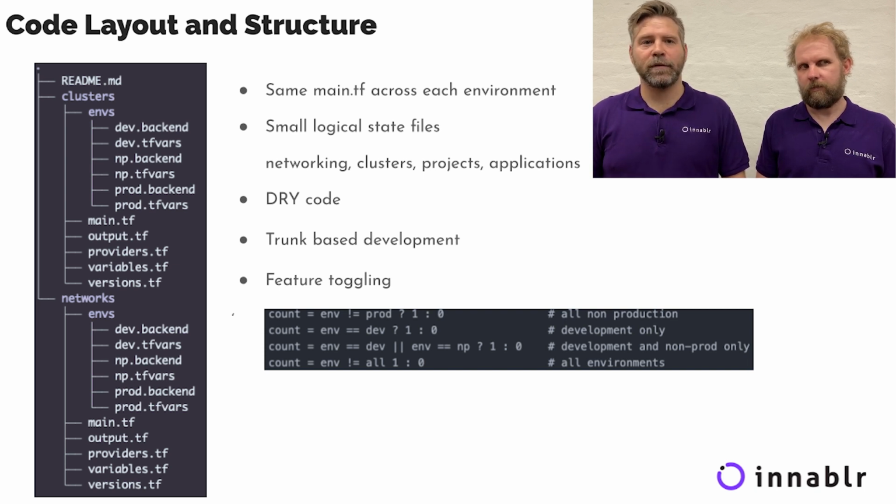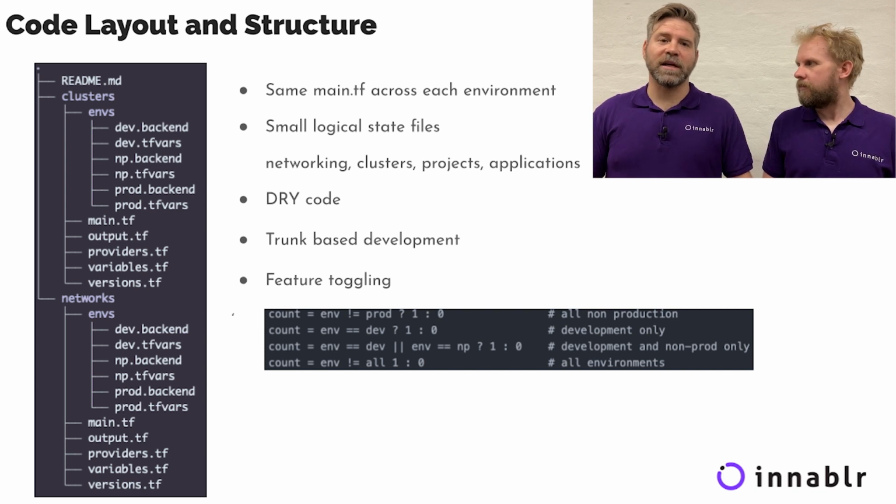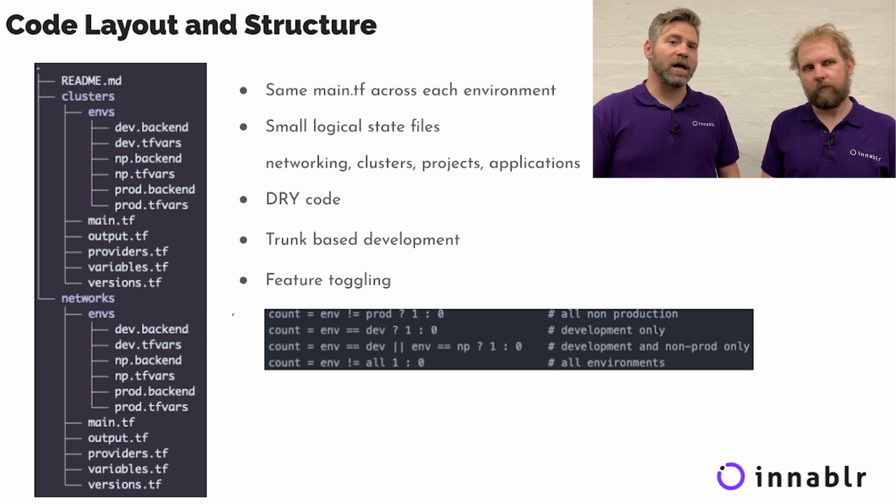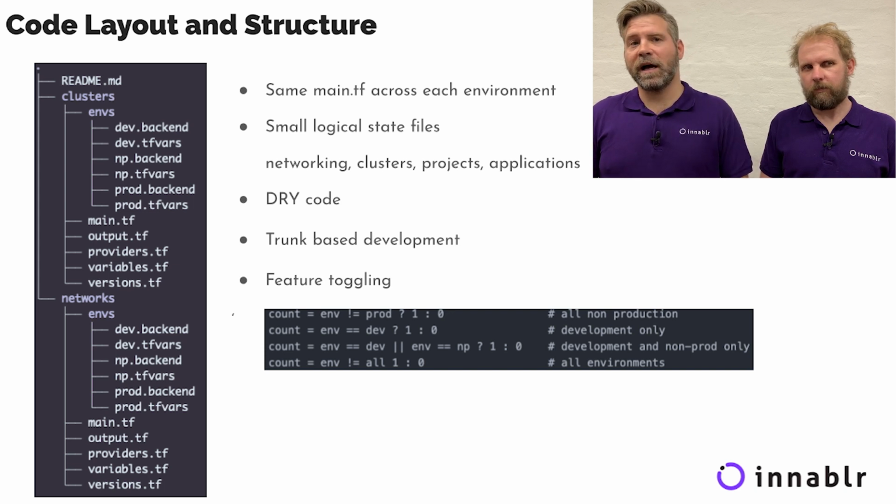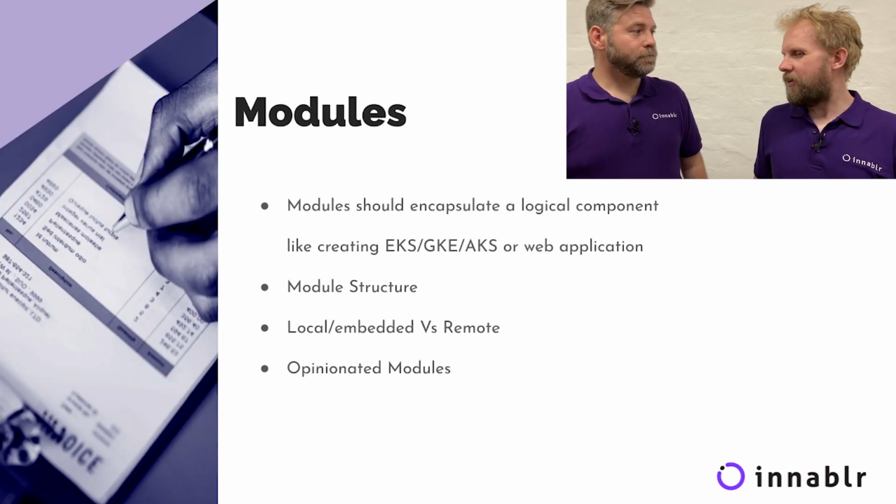Finally, if you need, and this is only if you need, I wouldn't suggest doing this all the time, but you can do feature toggling. Now, feature toggling, if you wanted to POC out something in dev and then potentially progress it through each environment because you want to be a bit cautious, you can use feature toggling. There's a bit of a code snippet there which just uses the count function with a ternary and an environment variable to do that.